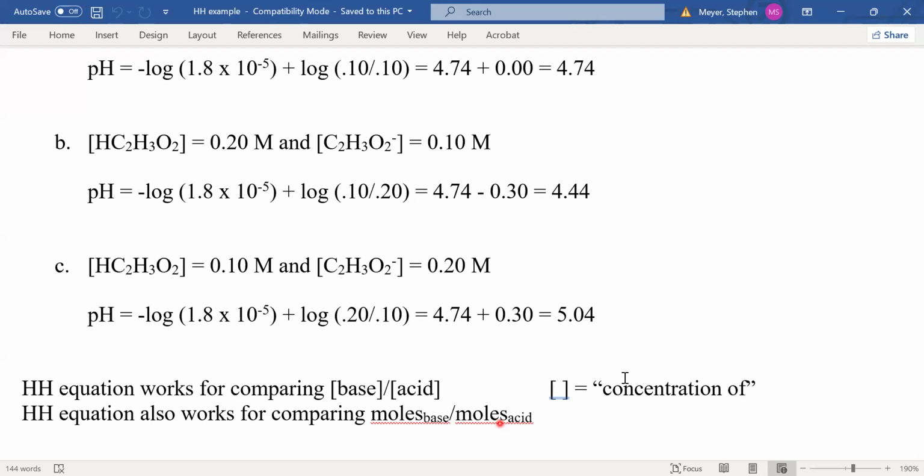Let's just look at a hypothetical thing. What if I had 10 times as much base than acid right here? Well, what's the log of 10? That's 1. So even 10 times as much base than acid will still only move the pH by a factor of 1. So buffer solutions, they are affected by pH when you add a strong acid or a strong base, but that effect is minimized.